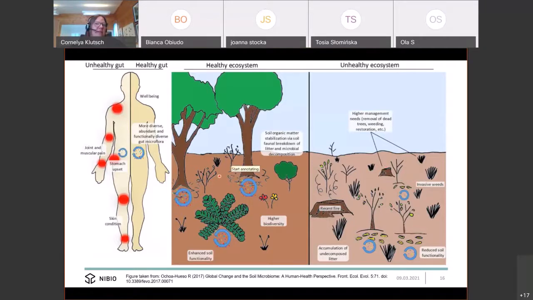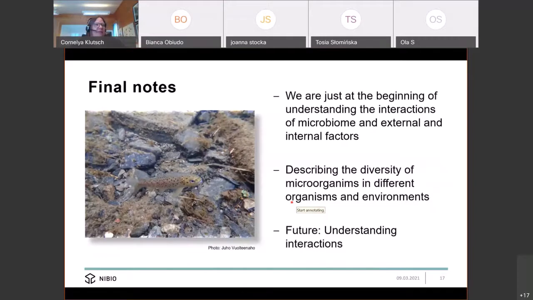So I just like this analogy, how important microorganisms are for us and for the environment we live in. And with this, I would like to give you a few final notes. What I have shown here is really just the tip of the iceberg. We are just trying to understand all these different interactions, all the different functions microorganisms have for us humans, but also for our environment and the species that live in it. We are basically at a stage where we are describing the diversity of microorganisms, but understanding these interactions will take more time. This is a matter of future research that we're trying to find out and understand more.